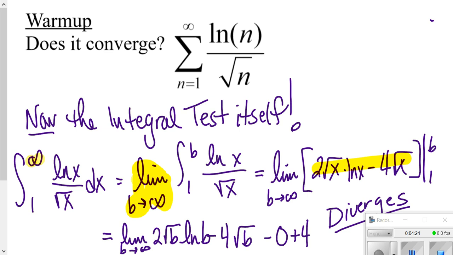Now, that warm-up question really was pretty extra. So give yourself a pat on the back if you got all the way through that. That's awesome. And now we're going to dive into our new lesson, which is called the limit comparison test.